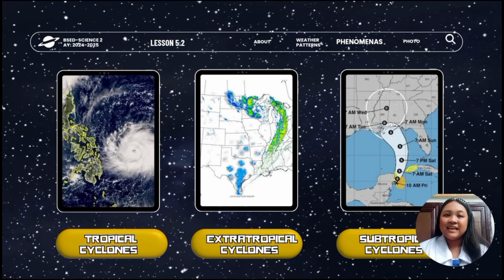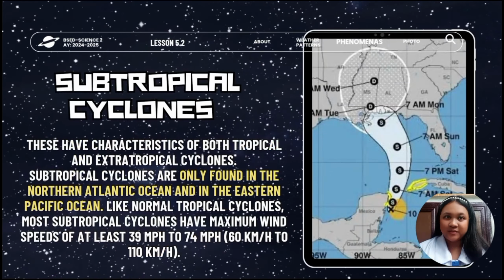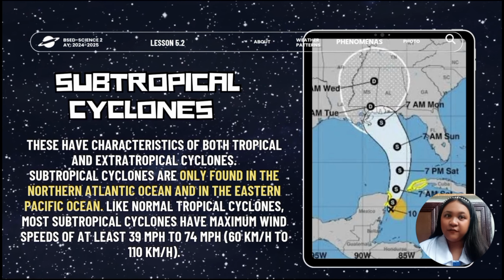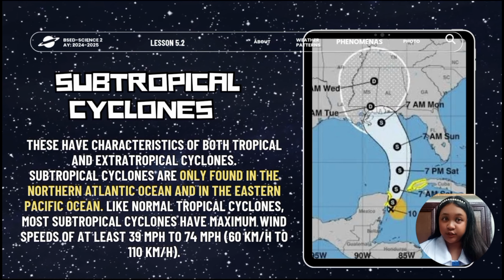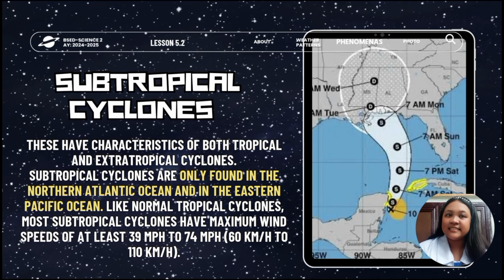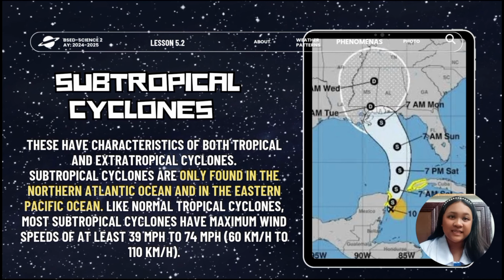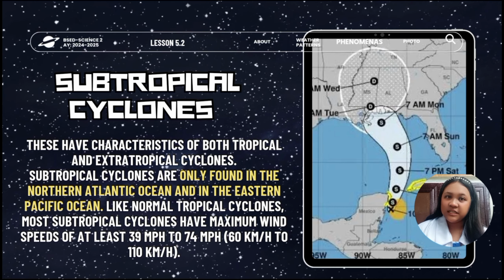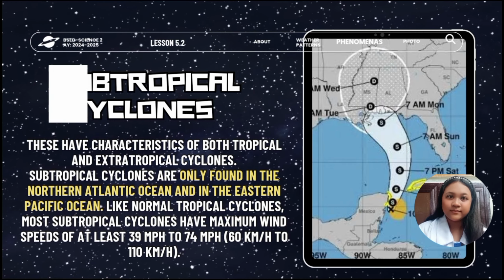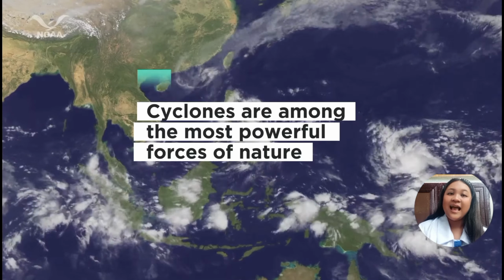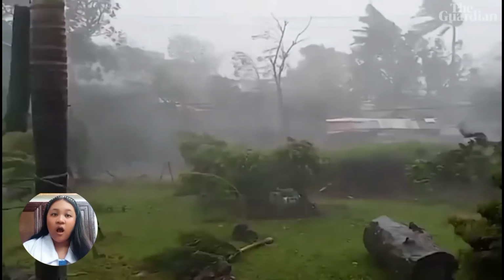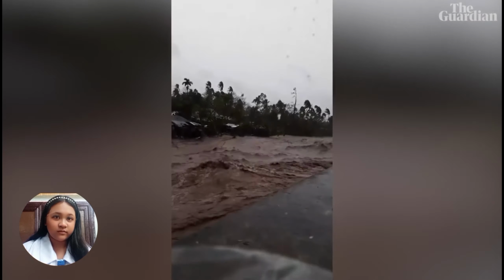And lastly, the subtropical cyclones. These types of cyclones share features of both tropical and extratropical cyclones. They form in the northern Atlantic and eastern Pacific Oceans and have winds ranging from 39 miles per hour to 74 miles per hour. Cyclones are among the most powerful forces of nature, often causing widespread destruction.